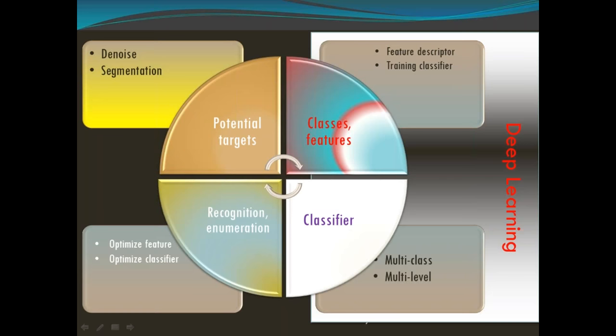So we start to move on to the automated image processing part. This highlights the process. For any images, we start with identifying the potential targets. Then we move on to how many classes we have, say, separating animals into different groups. Then we extract features. Then we use that information to train our classifier. Then we move on to an automated procedure for recognition and enumeration. So here it lists the main steps for each part.